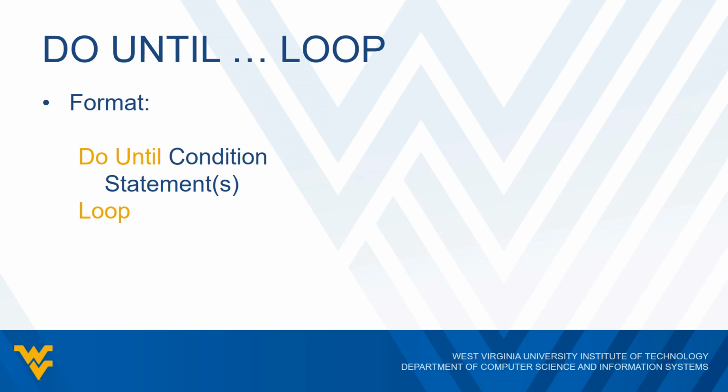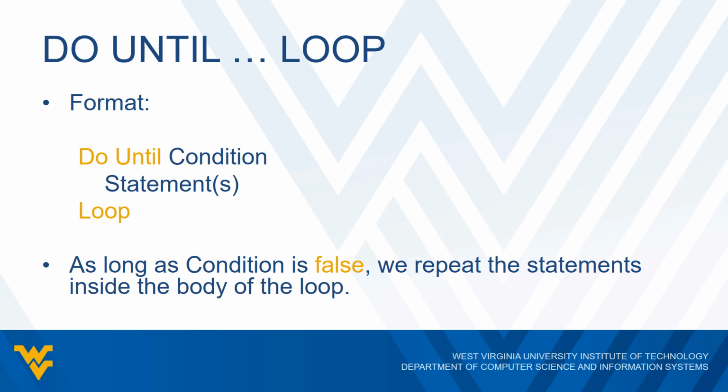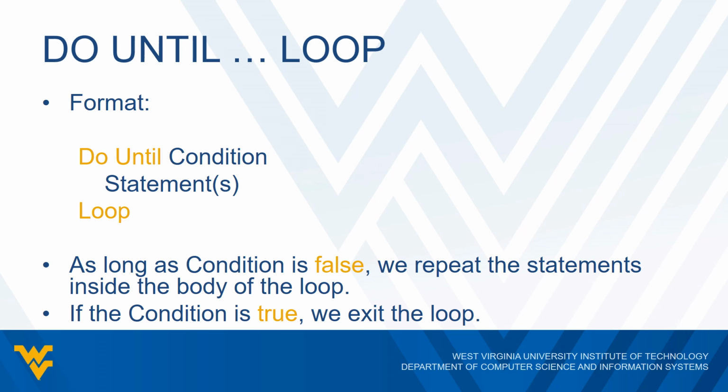So what's the difference? Well, what we find is this actually works the exact opposite of a do while loop. So as long as the condition is false, we will repeat the statements inside of the body of the loop. Remember, a do while loop will repeat the statements as long as the condition is true. Here, we're saying if the condition is false, we will execute the statements. And then whenever the condition becomes true, then we will get out of the loop.